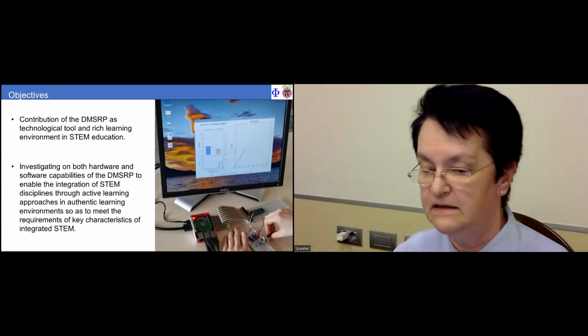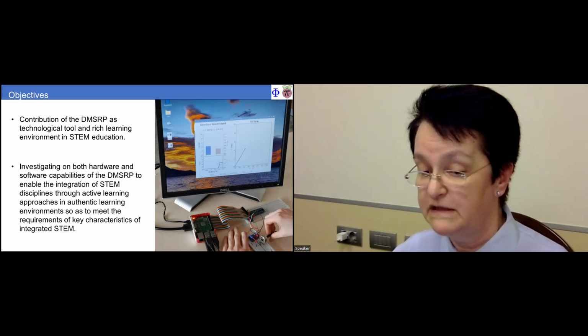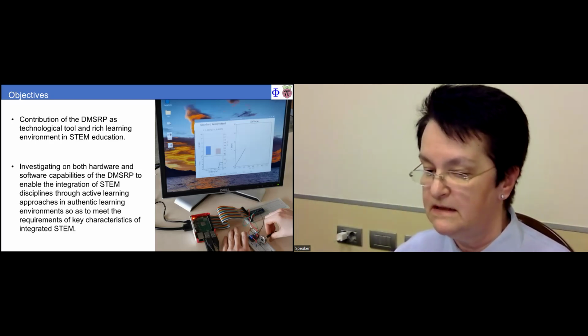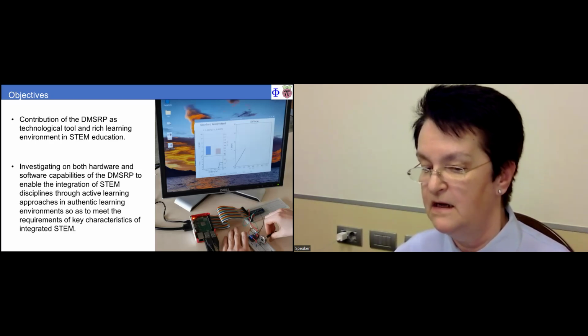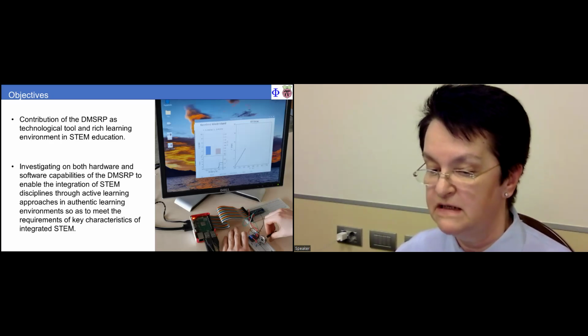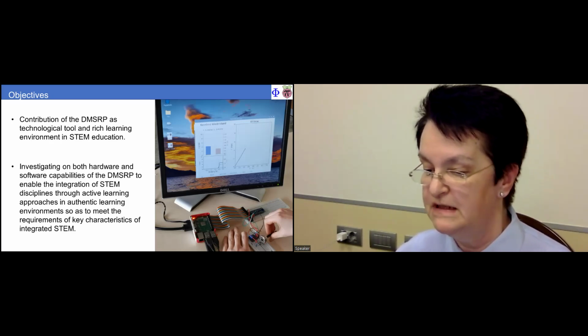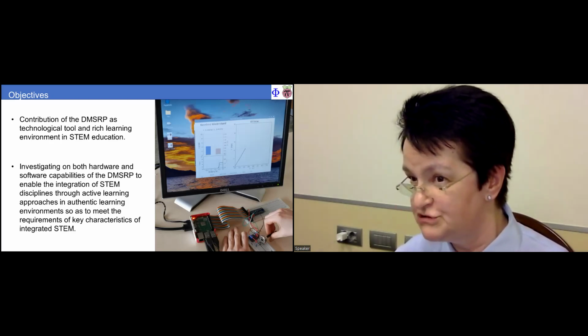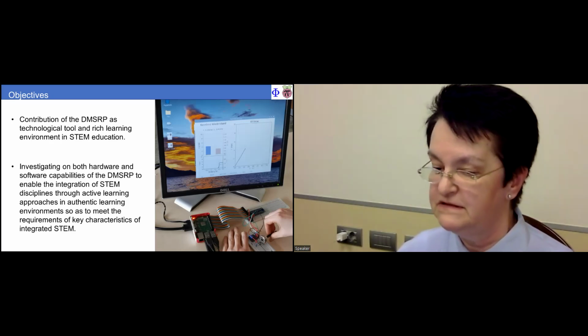requirements of key characteristics of integrated STEM, which are the centrality of engineering design, developing of STEM practices, content and context integration, and supporting of 21st century skills, including collaboration, communication, creativity, and critical thinking.